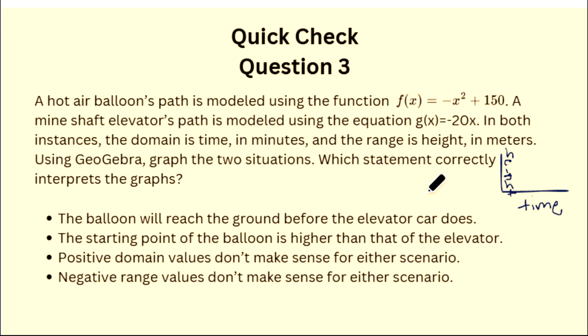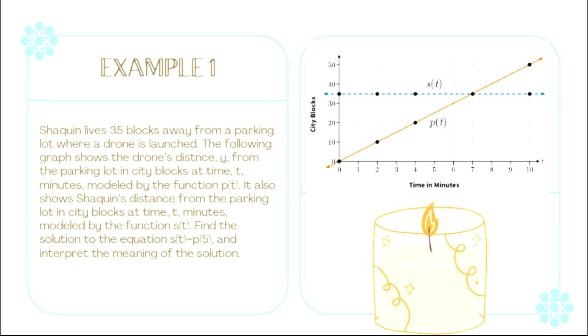Either the balloon's going to reach the ground before the elevator, the starting point of the balloon is higher than the elevator, and then there's these two options. Positive domain values don't make sense for either scenario, and negative range values don't make sense for either scenario. So when you graph both of these, you're going to be able to determine the correct answer. Here's example number 1. Shaquin lives 35 blocks away from a parking lot where a drone is launched.